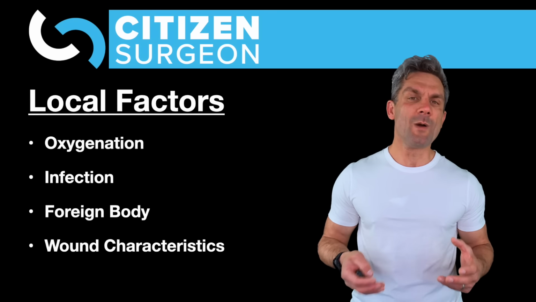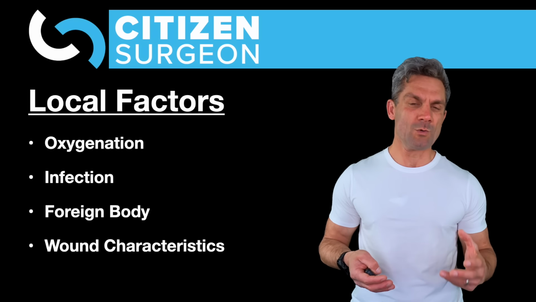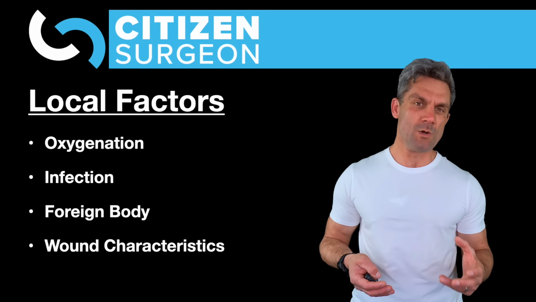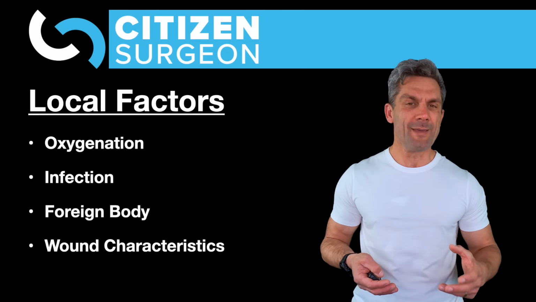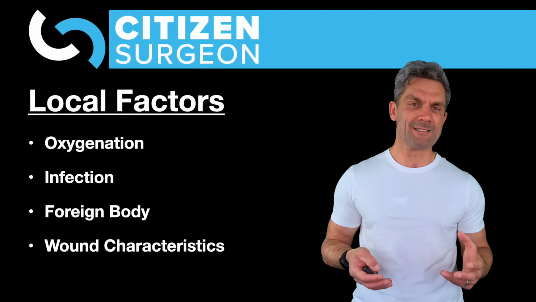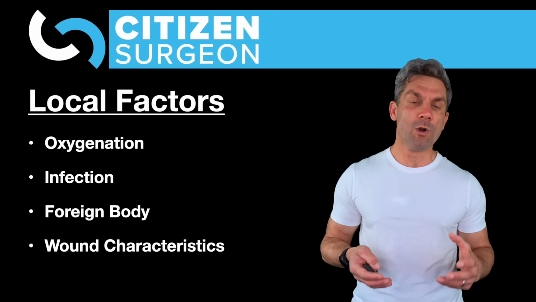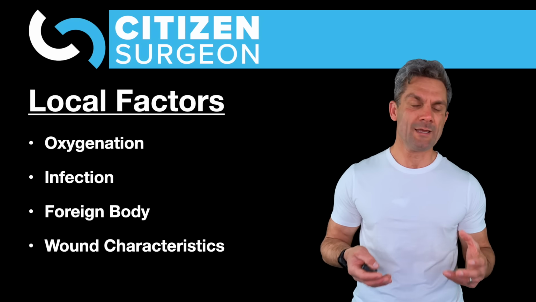In part 2, we went to local factors of the wound. We focused on oxygenation of the wound. What does hypoxia do to a wound, okay? We talked about inflammation, infection, foreign bodies, and then the different characteristics of a wound, whether it's a big wound that has a huge surface area or if there's associated crush injury, all right?